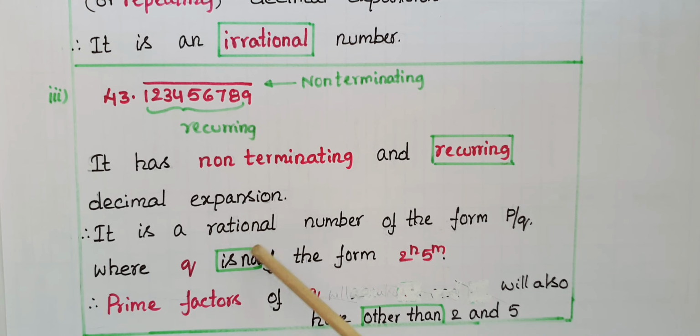Therefore, it is a rational number of the form p by q, where q is not of the form 2 to the power of n into 5 to the power of m. We know that if rational numbers have a non-terminating and recurring decimal expansion, those numbers' denominators are not in the form of 2 to the power of n into 5 to the power of m. Therefore, the prime factors of q will also include factors other than 2 and 5.